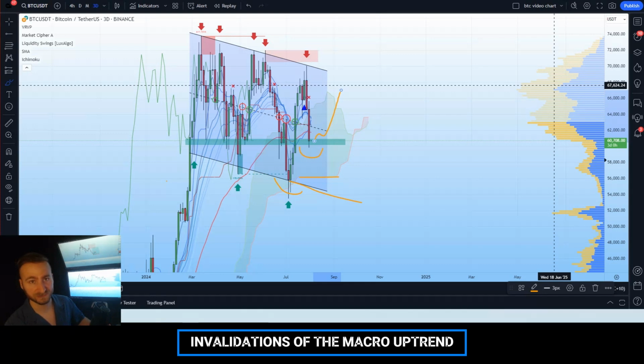Sometimes it is good to zoom out, and everyone is in different positions. Everyone has different risk tolerance. Everyone purchased at different times. You need to ask yourself, at what point are my invalidations? At what point is there enough data to suggest the market is not going up for me and I'm going to sell my positions? That is a question you need to ask.